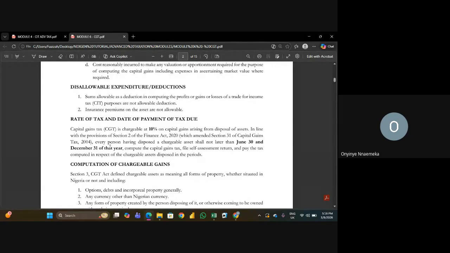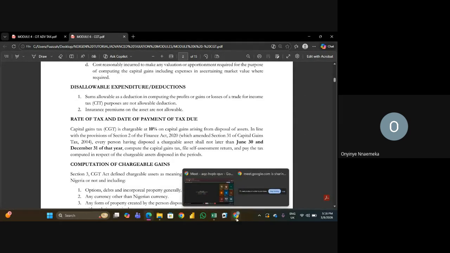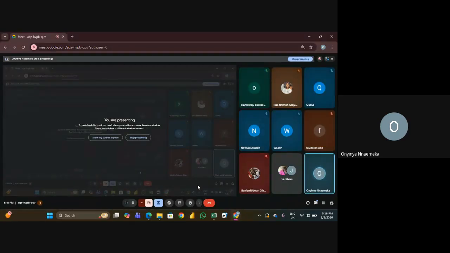Now, rate of tax and date of payment of tax due. CGT is chargeable as 10% of capital gains. Before I forget, I intended to say this before we start the class, but I forgot. Everybody, CGT comes out every diet. CGT will always appear every diet.